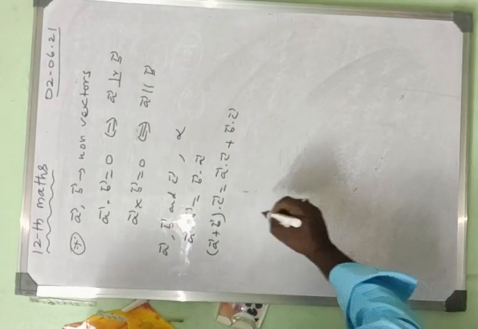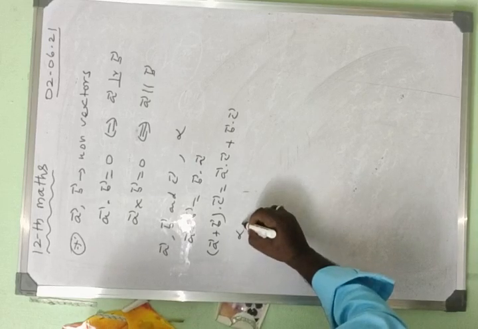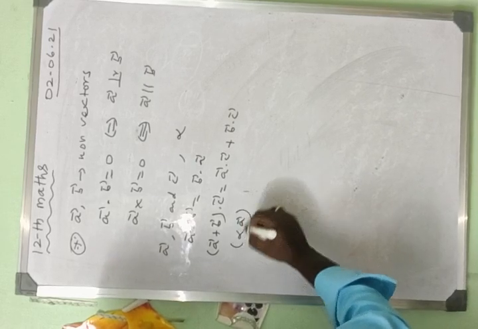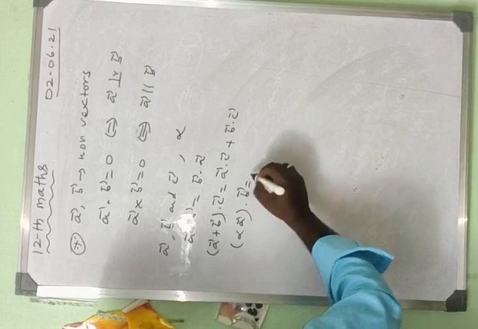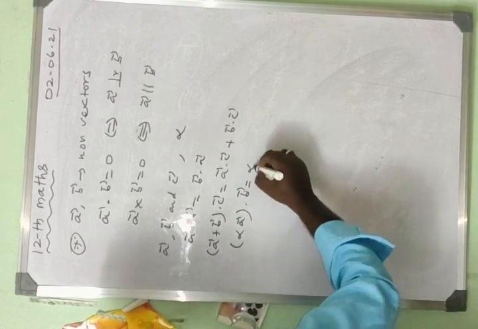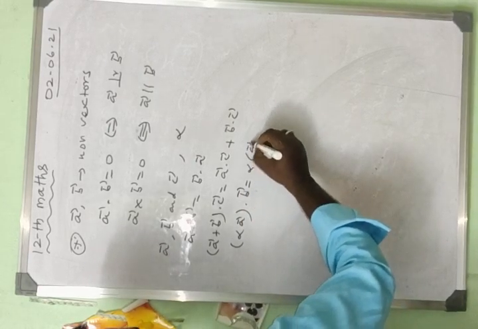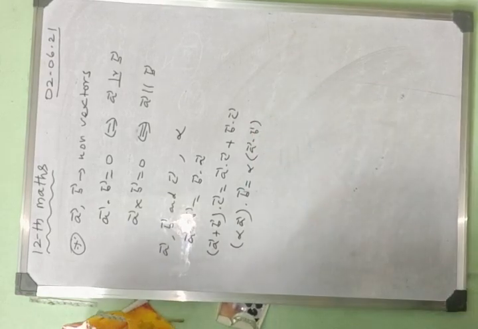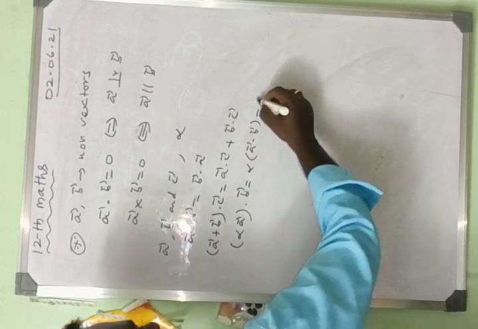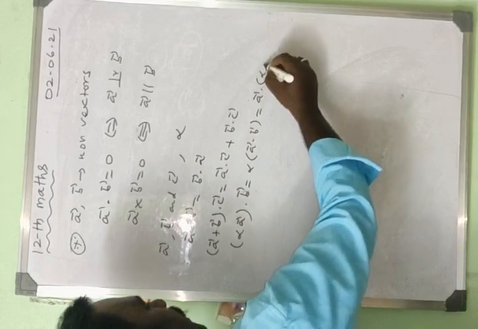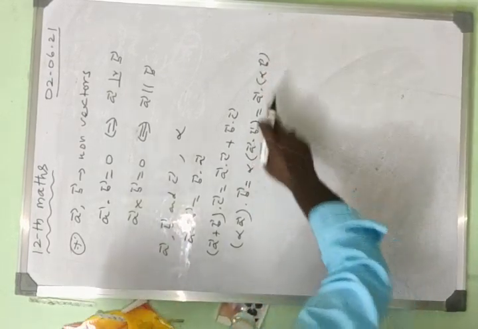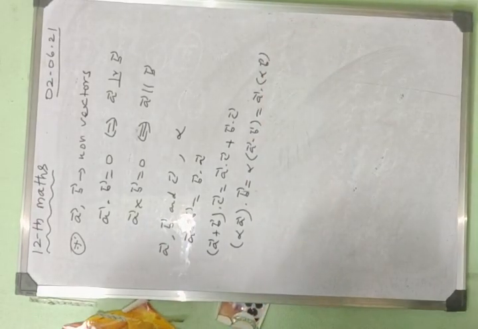Next we take another result. Alpha times vector A dot vector B is equal to alpha into vector A dot vector B, like this, right? It is also equal to vector A dot alpha vector B. All terms are equal, okay, like this, right?